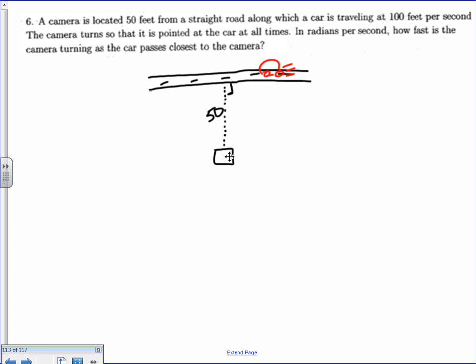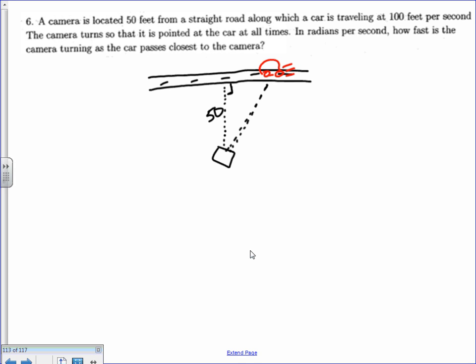Now, this camera rotates here, kind of spins around like it is right now, so that it's pointed at the car at all times. So we've got this line of sight here from the camera to the car. Okay, so this is making us a right triangle here. Now the question that is asked is, in radians per second, how fast is the camera turning as the car passes closest to the camera?